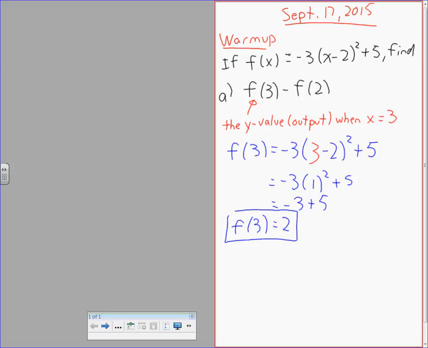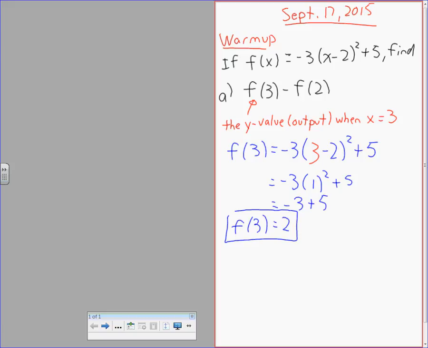Just 1 squared is 1, right? So what I just did was 1 squared is 1, negative 3 times 1 is negative 3, and then negative 3 plus 5 is just 2. So please ask on stuff like that if I'm not being clear. Okay, so I have f of 3. Can I get someone else to tell me how to do f of 2, please?